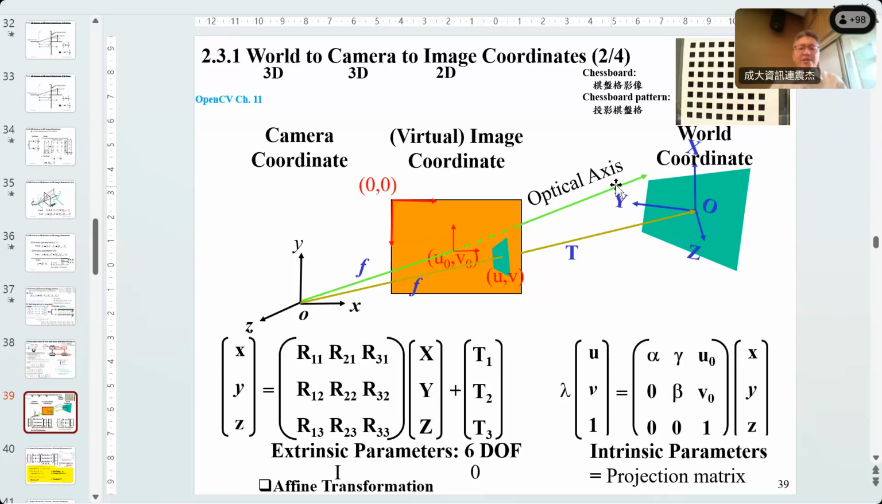this optical axis intersects with the image plane here. This point is not the center of this image.